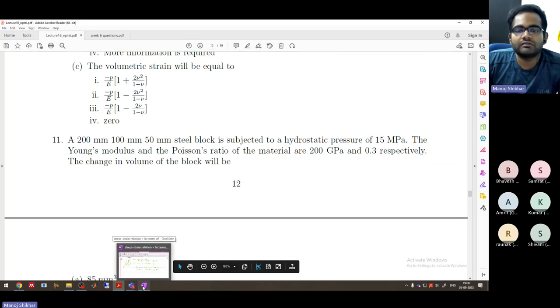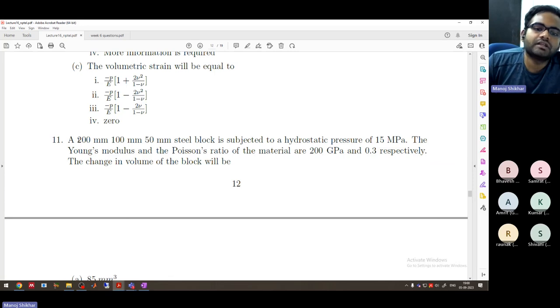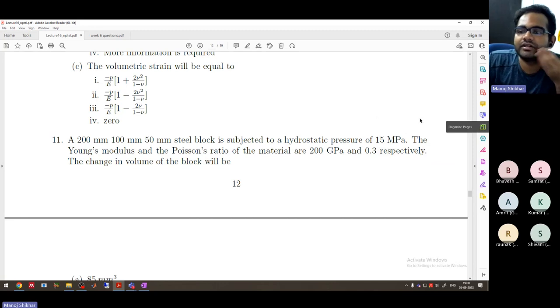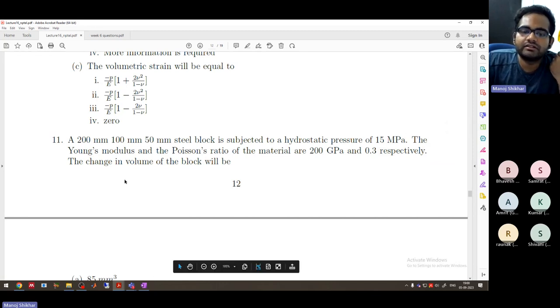So question number 11: they have given us a 200 mm cross 100 mm cross 50 mm steel block subjected to a hydrostatic pressure of 15 MPa. The Young's modulus and the Poisson's ratio of the material are 200 GPa and 0.3. Then the change in volume of the block will be?